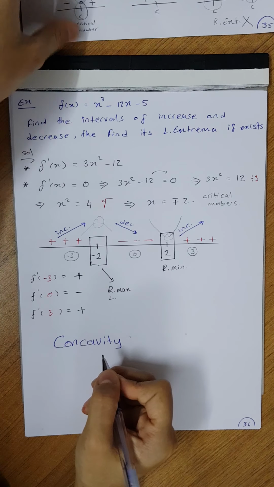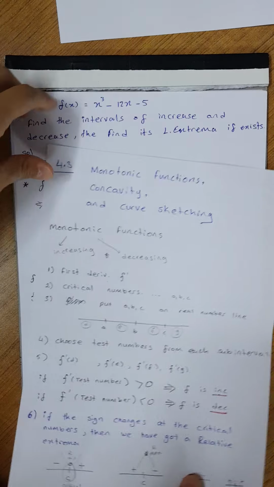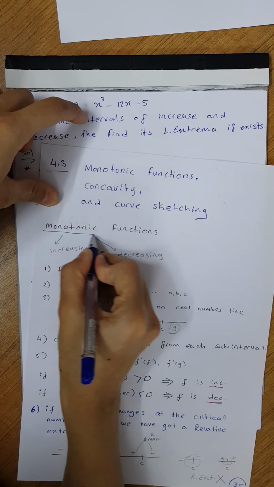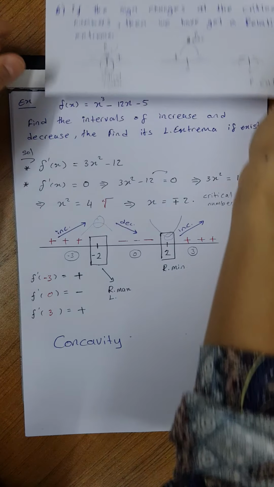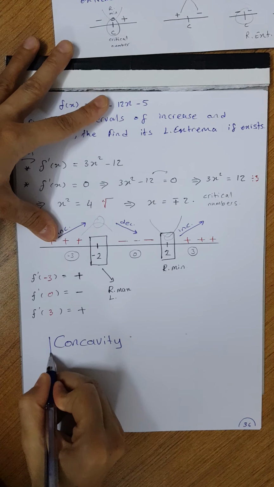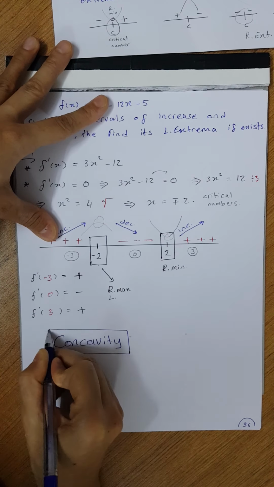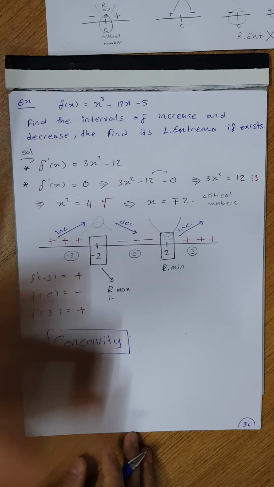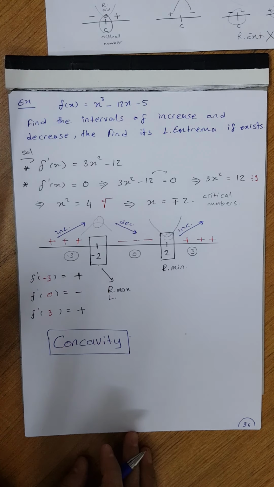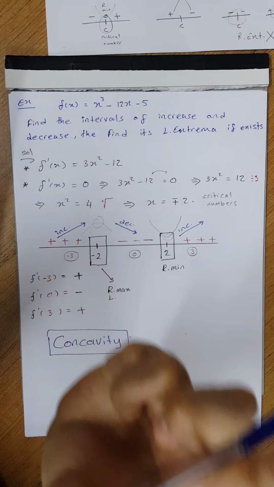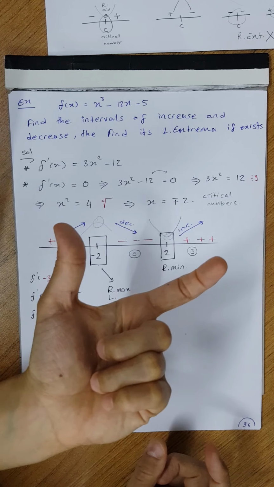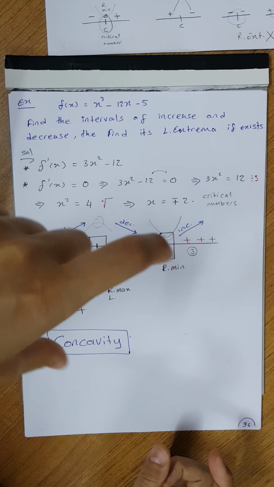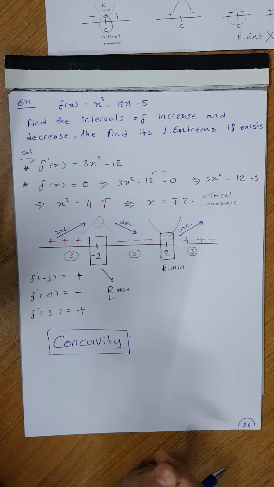So the first thing that we studied was monotonic functions. Okay. Now I'm coming to concavity. What do I have in concavity? Concavity is to check whether a function is concave up. If I have a cup shape, it is concave up, or if I put the cup upside down, it will be concave down.